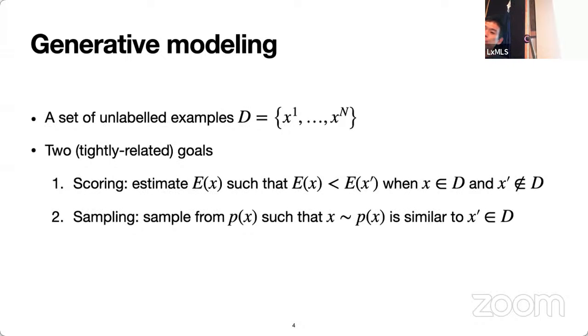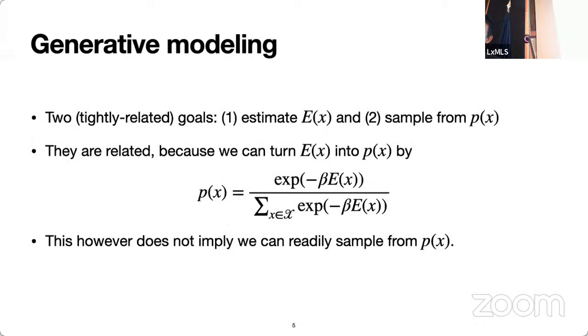There are always two extremely tightly related goals. One is scoring. We want to estimate an energy or score such that the energy assigned to realistic looking examples is always lower than for the configurations that do not look realistic. And the second goal is sampling. After training is done, we should be able to sample a realistic looking configuration from this trained generative model. Now, why are they tightly related?